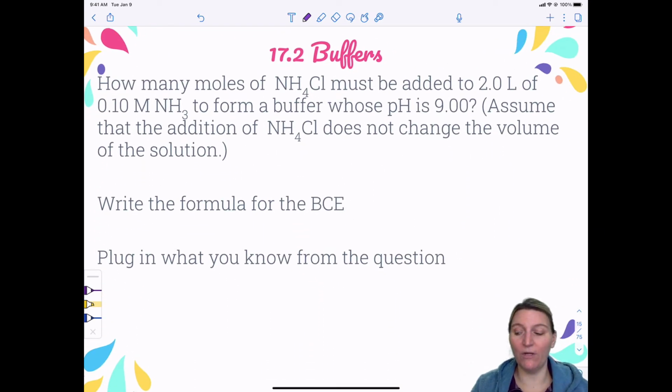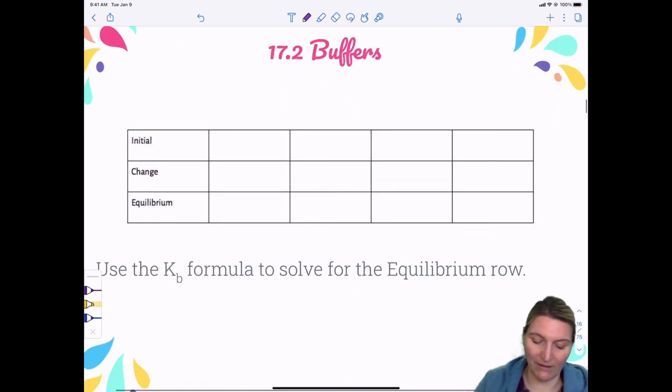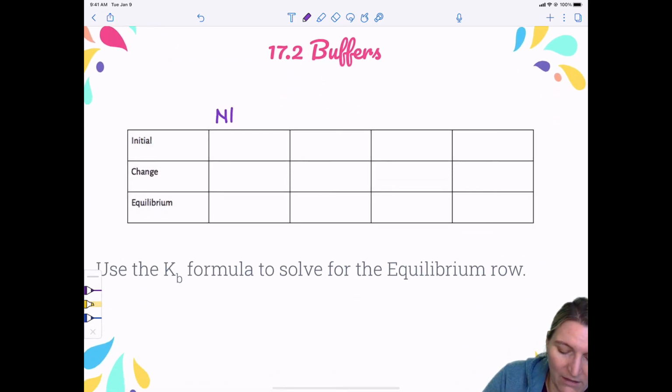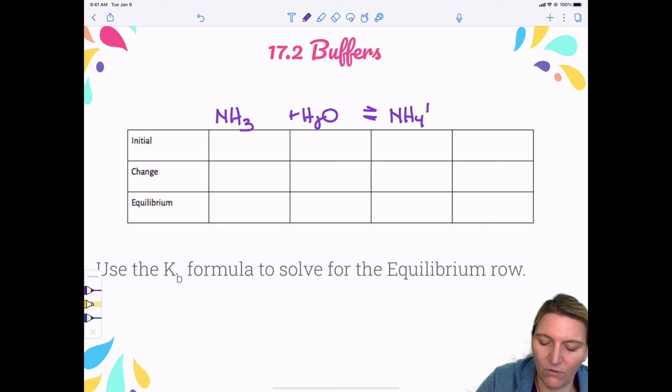How many moles of ammonium chloride must be added to 2 liters of 0.10 molar ammonia to form a buffer whose pH is 9? So the first thing that I'm noticing is this is not a weak acid system anymore. This is a weak base. So things are going to be a little bit different, but honestly not much. We have the balanced chemical equation, and we can write an ice chart for this. So the balanced chemical equation would be the ammonia reacting with water, right? It's a base, so it would grab a hydrogen off of water to make NH4 plus and leave behind OH minus.